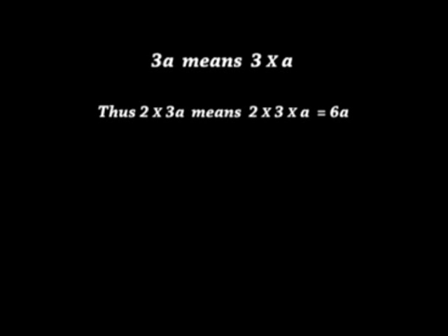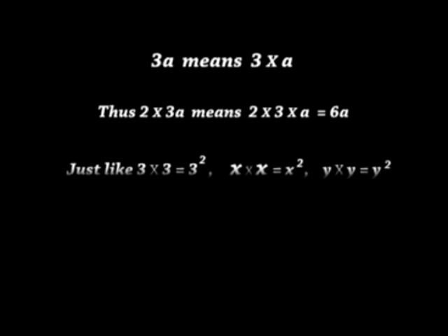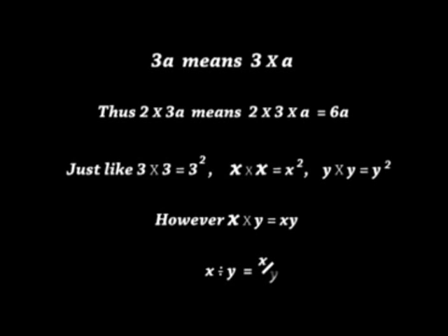Multiplication and division of algebraic terms. Whenever we say 3a, we simply mean 3 times a. Thus, 2 times 3a simply means 2 times 3 times a, which is 6a. And just like 3 times 3 is 3 squared, x times x is x squared, y times y is y squared, and so on. However, x times y is xy. This cannot be simplified further. Equally, x divided by y is simply x over y.